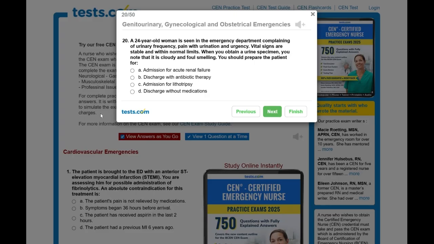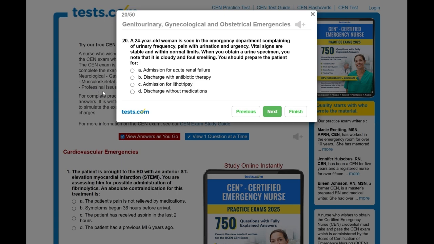Question 20. A 24-year-old woman is seen in the emergency department complaining of urinary frequency, pain with urination, and urgency. Vital signs are stable and within normal limits. When you obtain a urine specimen, you should note that it is cloudy and foul-smelling.